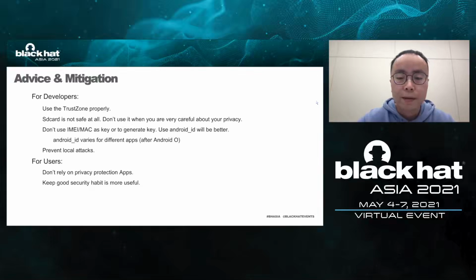Finally, the advice and mitigation. For developers, use the trust zone properly. SD card is not safe at all. Don't use it when you are very careful about your privacy. Don't use IMEI or MAC as the key or to generate the key. Using Android ID will be better. Android ID varies for different apps. This can prevent local attacks. For users, don't rely on privacy protection apps, and keeping good security habits is more useful.